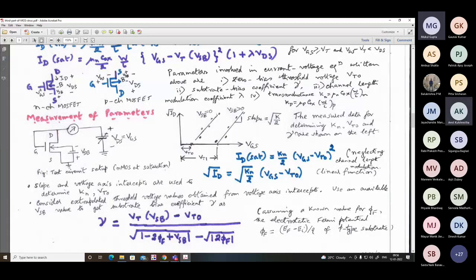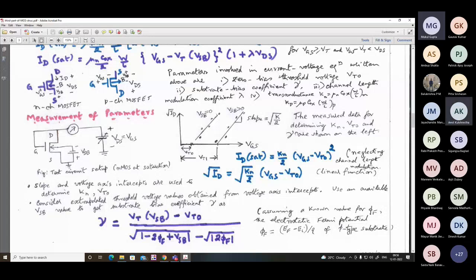So 10 to the power 20 means excessive doping density, and you can tacitly assume that the conduction band edge is almost coincident with the Fermi level. The Fermi level moves up and becomes coincident with EC. That is, we can tacitly assume that the polysilicon gate is a degenerate semiconductor.